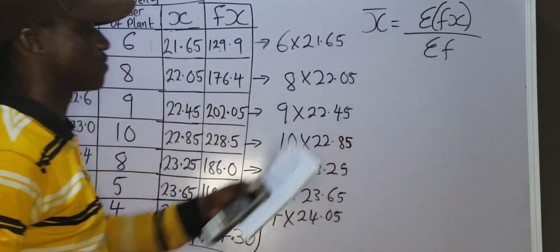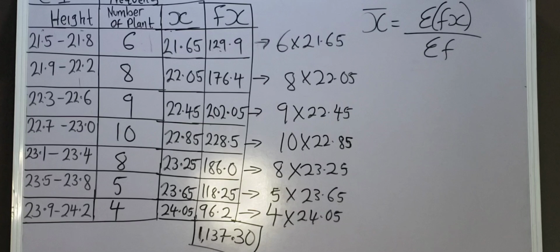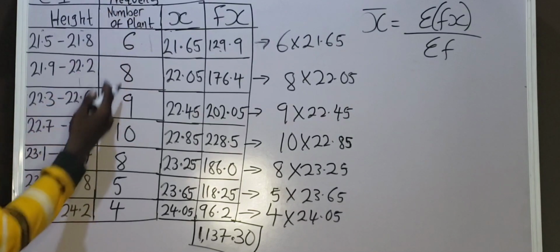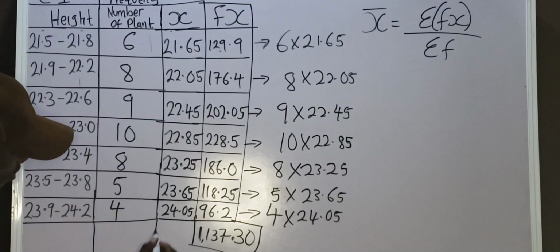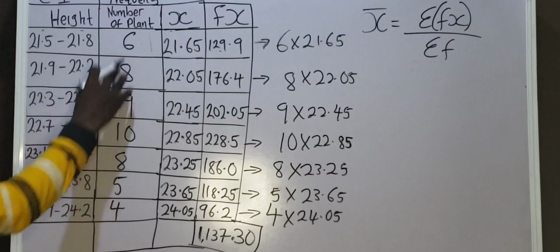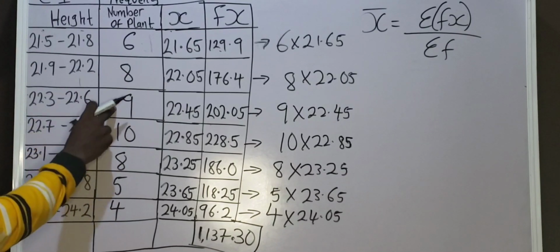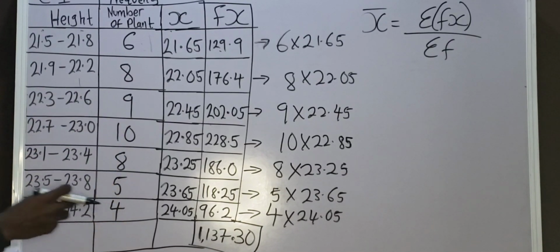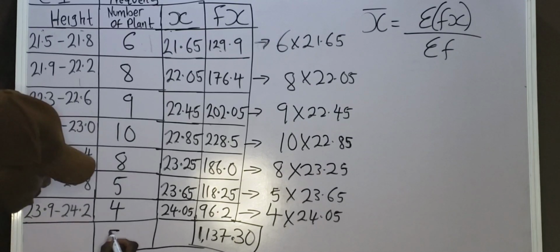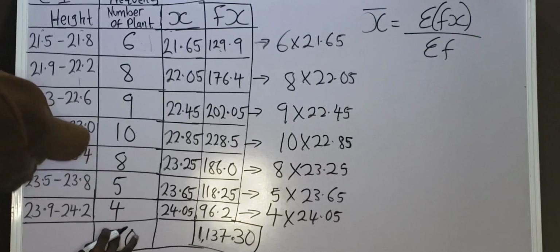That is summation f, which means the summation of all the frequencies. The frequency is the number of plants. So I'm going to sum all the frequencies: 6 plus 8 plus 9 plus 10 plus 8 plus 5 plus 4. What's the answer? 50. So the sum of the frequency is 50.